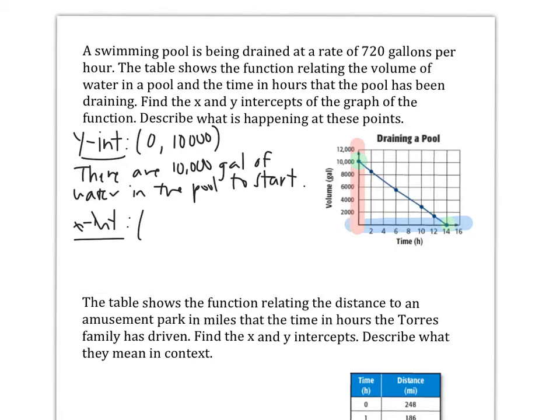Now the x-intercept, where does that line cross the x-axis? At 14. So we will say (14, 0). Reading the labels and the description we just read, this visual is that we're draining a pool. It starts with 10,000 gallons of water, and eventually we want to get that down to no gallons of water. We're draining it. The time is on the x-axis, and that time is at 14. So it took 14 hours to drain the pool. That's what the x-intercept means.